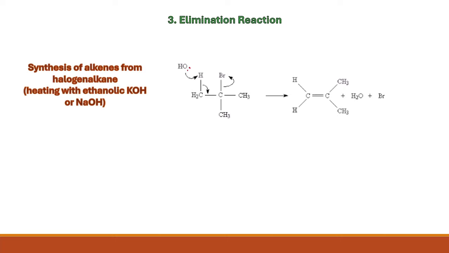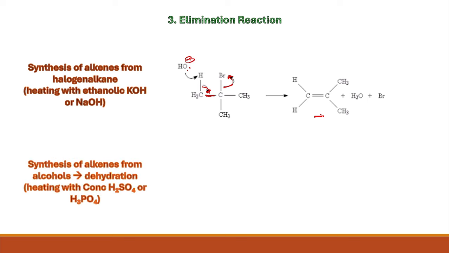So now the lone pair of electrons on the OH is going to act as a base. It's going to attack the hydrogen on the adjacent carbon, and then the bond between the hydrogen and carbon is going to break and go to make a double bond, and then the bromide is going to leave as well. That will give you at the end your alkene.